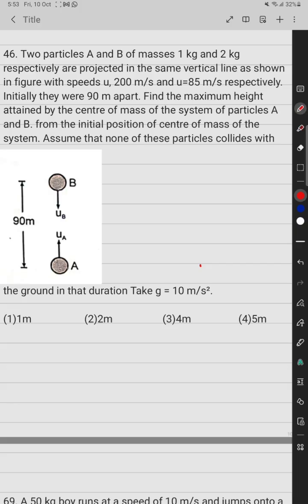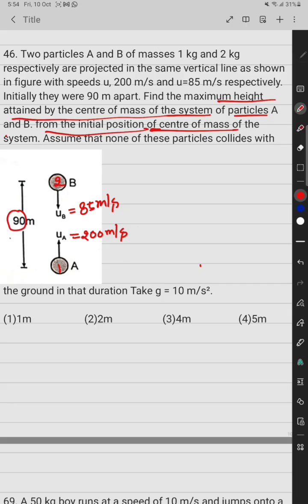Question: two particles A and B, the particles of masses 1 and 2 kg. So this is a 1 kilogram, this is a 2 kg, and the speed of A is 200 meter per second upward, and that of B is 85 meter per second in the downward direction. Then find the initial position of the center of mass. Find the height attained by the center of mass of the particles A and B from the initial position. If we calculate the initial position, the separation between the particles is 90. This mass is 1, so the initial height of the center of mass will be 60 meter.